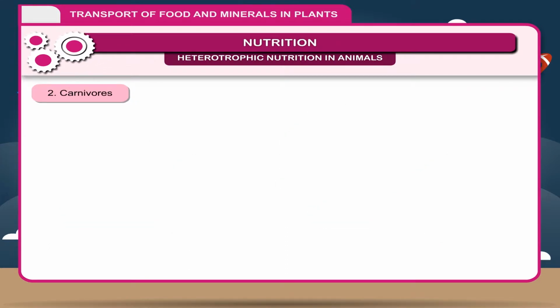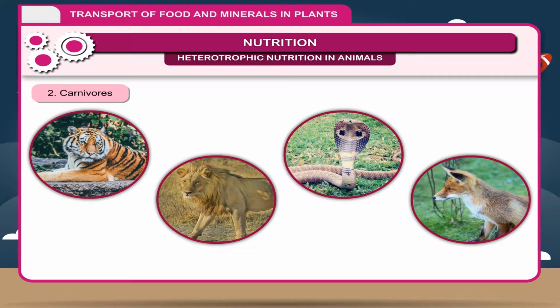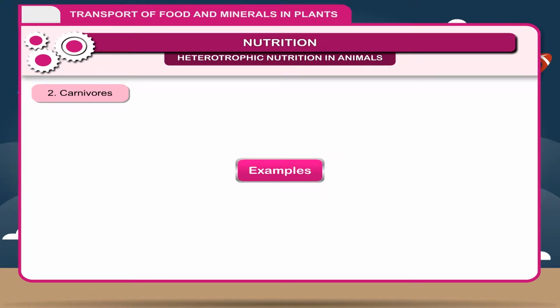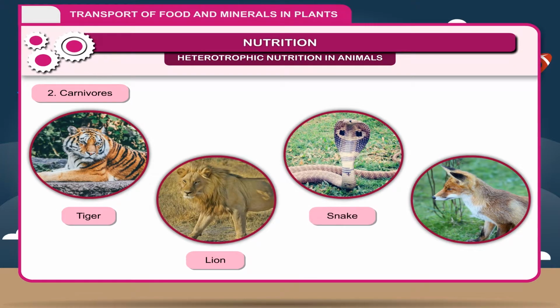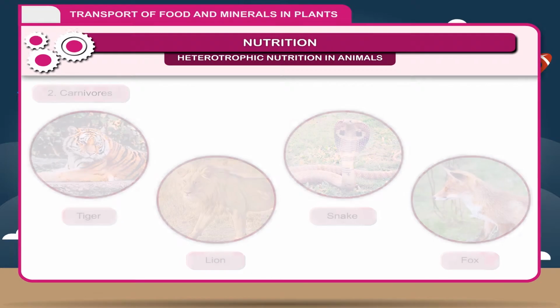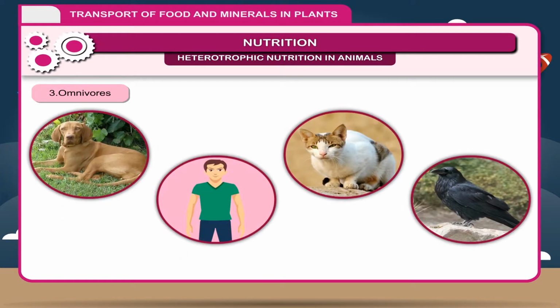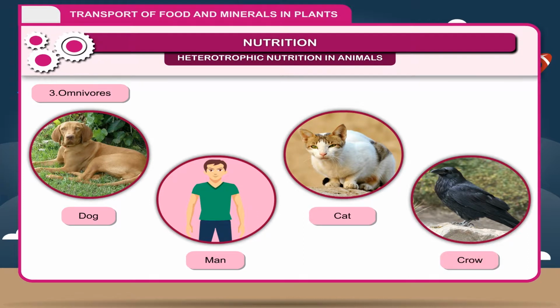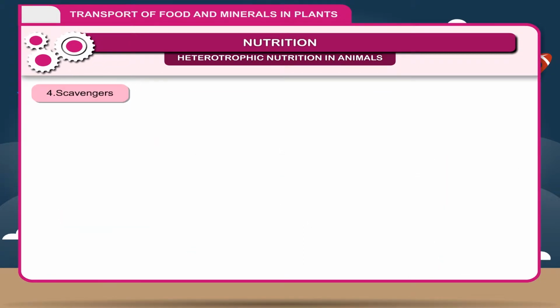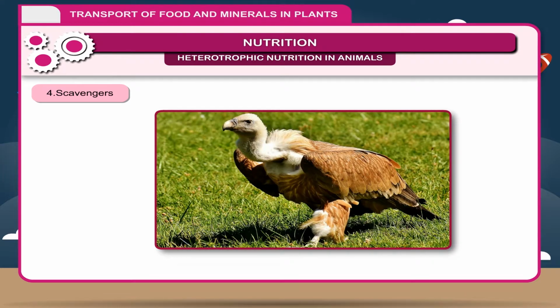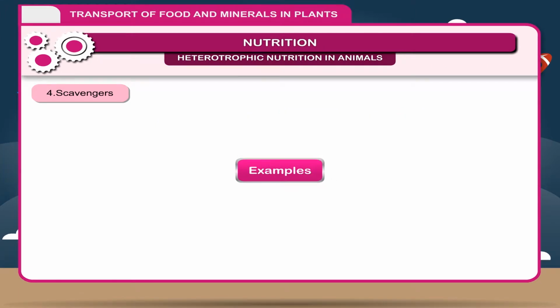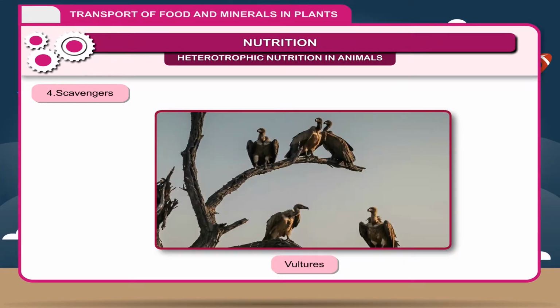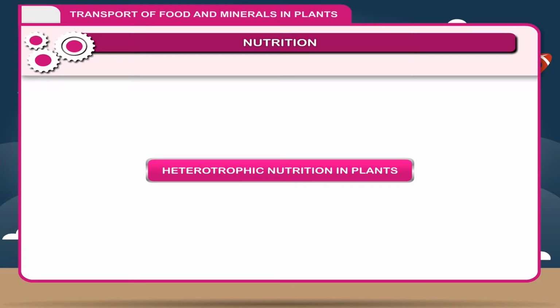2. Carnivores. The flesh-eating animals are called carnivores. Examples: tiger, lion, snake, fox, etc. 3. Omnivores. The animals which eat both flesh and plants. Examples: dog, man, cat, crow, etc. 4. Scavengers. There are few animals that consume dead animals, called scavengers. Example: vultures.